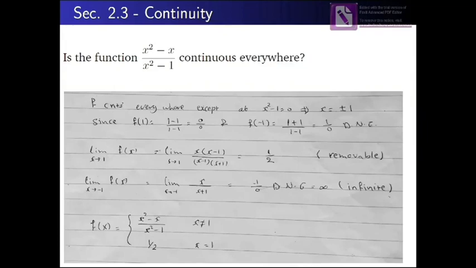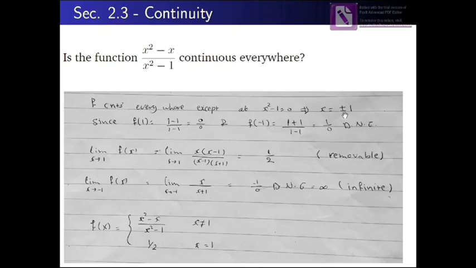So here we have a question: is the function x squared minus x over x squared minus 1 continuous everywhere? Here we say that f is continuous everywhere except where x squared minus 1 is equal to 0, because this is a rational function, and for a rational function it will be continuous everywhere except at the zeros of the denominator. So x squared minus 1 is equal to 0 means x is equal to plus or minus 1. So this function is continuous everywhere except at x equals 1 or x equals minus 1.